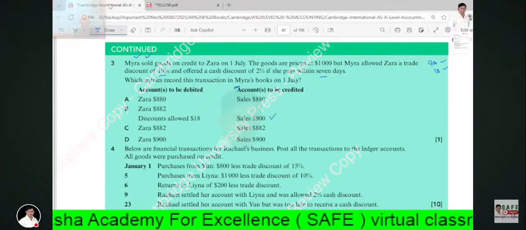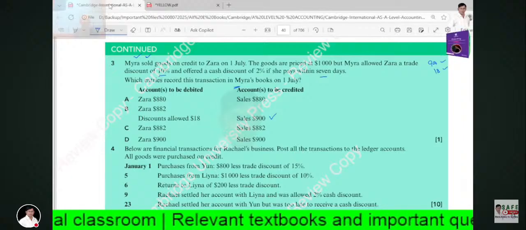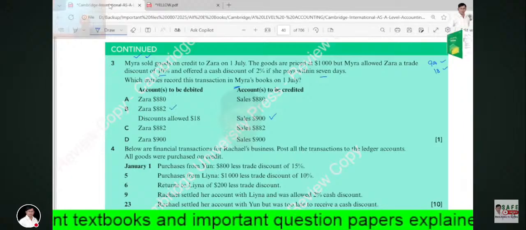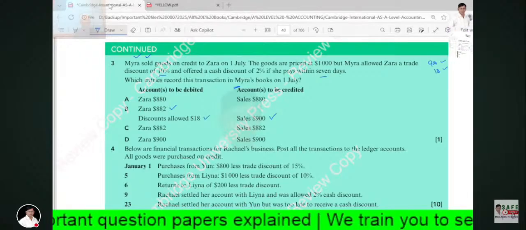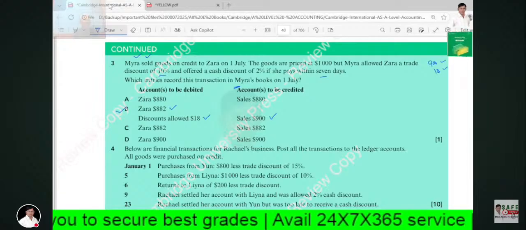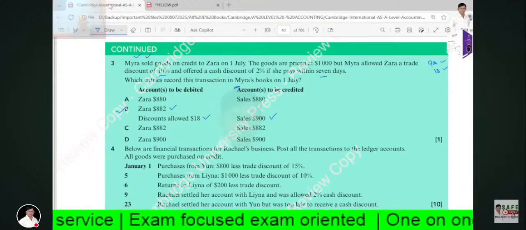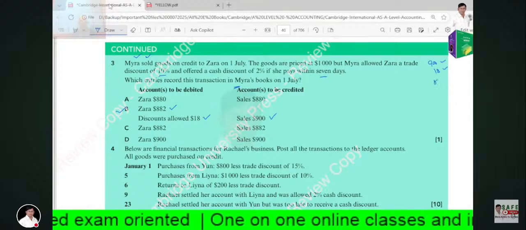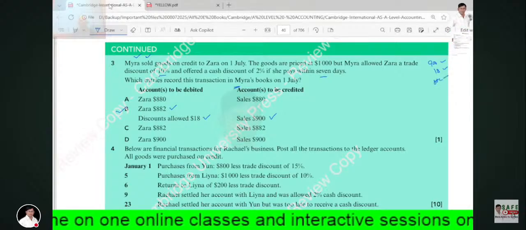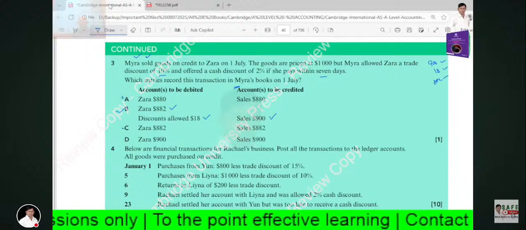Yes. Zara will pay 882 and discount allowed is 18. So this is the entry, it cannot be this, it cannot be this. So three things will be affected. So 882. So this is the entry, not this, not this, not this.